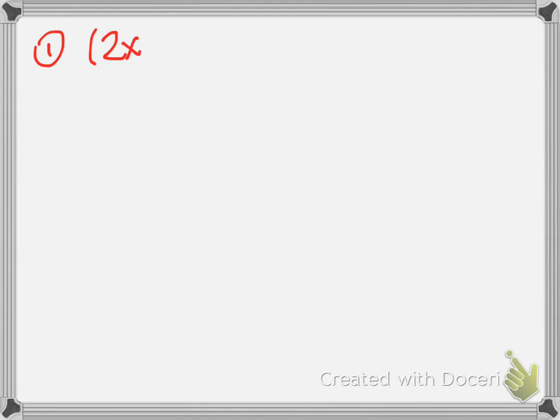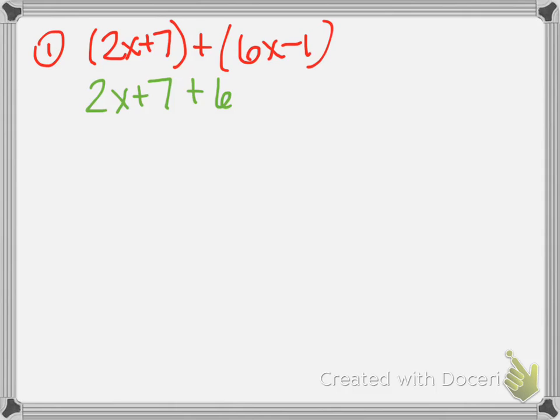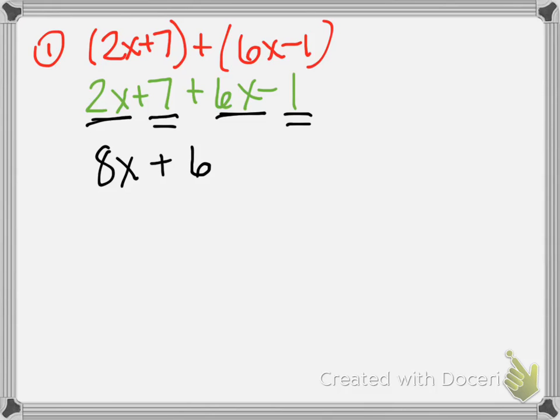We have 2x plus 7 plus 6x minus 1. So remember, when we're adding, we don't really have to worry about these parentheses. They just drop right off. 2x plus 7 plus 6x minus 1. And now I look for my like terms. 2x and 6x go together. They make 8x. Positive 7 and negative 1 go together for positive 6. So there is a solution, number 1.